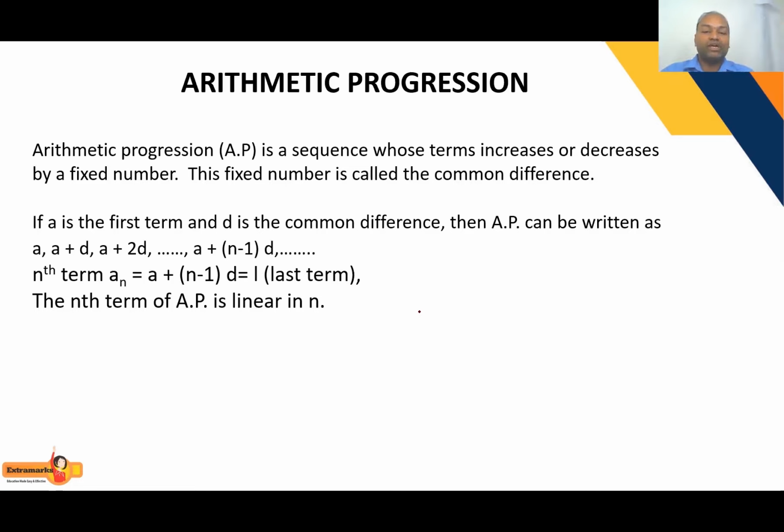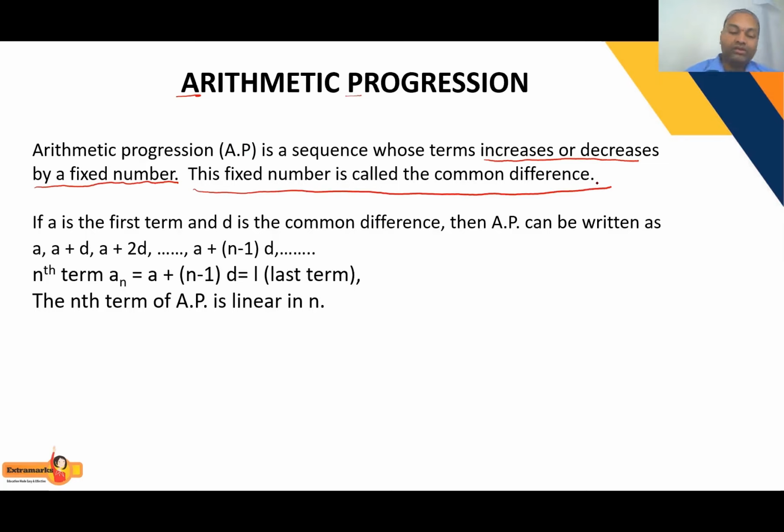Now let us come to the first type of progression. First one is arithmetic progression. Short form, arithmetic, first letter A, progression, P. So simply we will write AP. Right. Arithmetic progression is a sequence whose terms increase or decrease by a fixed number. Here arithmetic progression is what? A sequence whose terms increase or decrease by a fixed number. This fixed number is called the common difference.